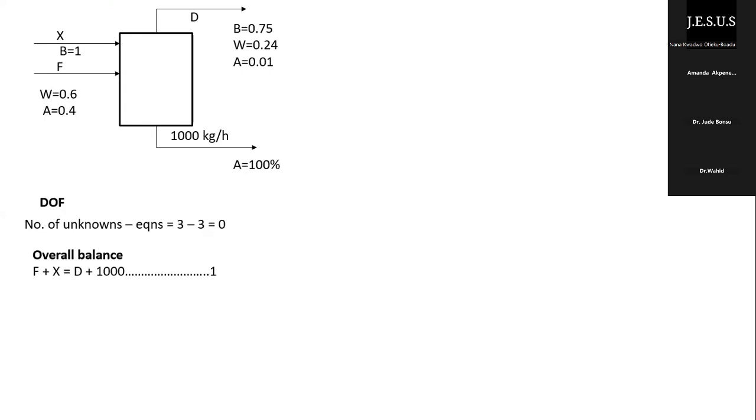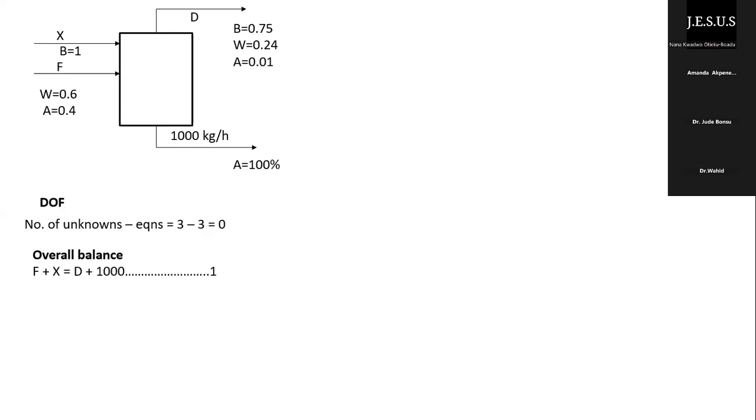So we have F and X coming into the unit. Those would be the input streams. It should be equal to what is coming out, because remember, we said that when we have a continuous process, we are not going to have any accumulation, especially when it's at steady state. So input is equal to output. And because we don't have any reaction, there's no generation and no consumption. So it's just input equal to output.